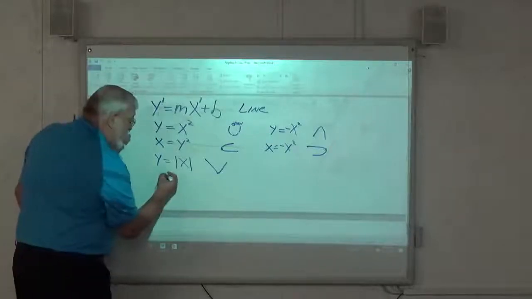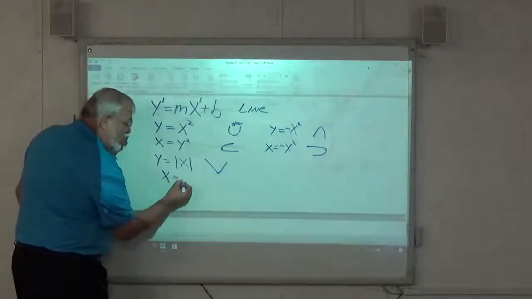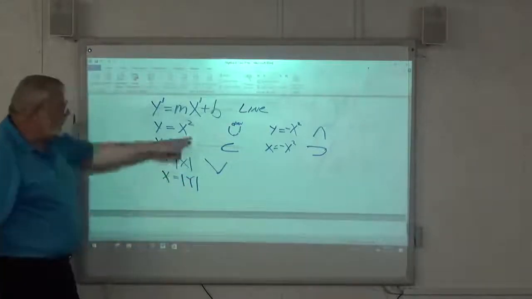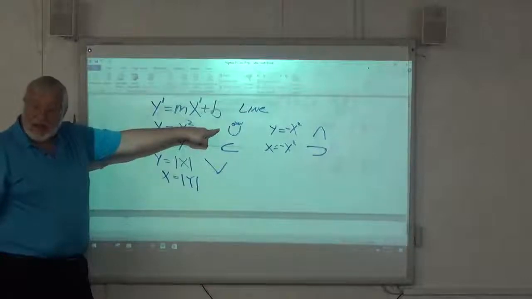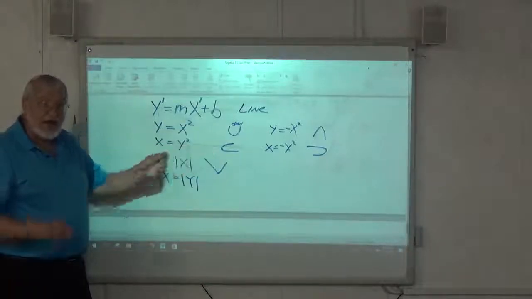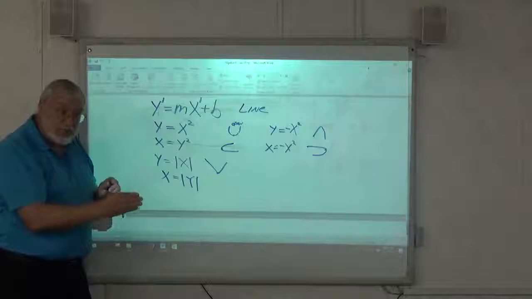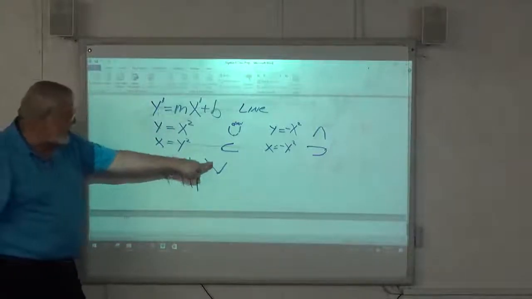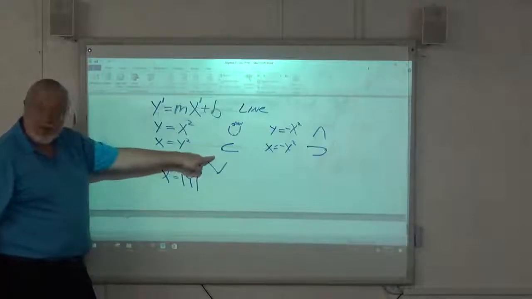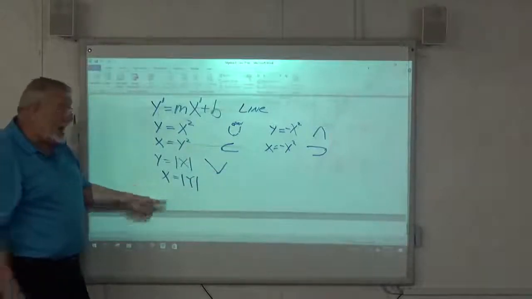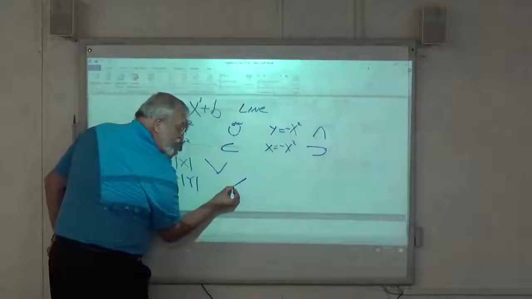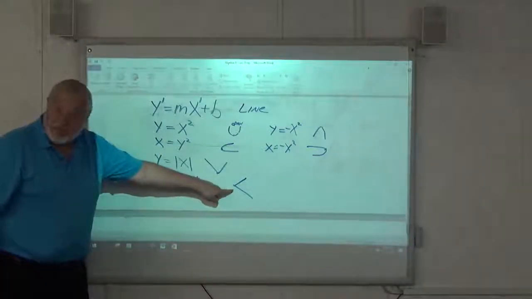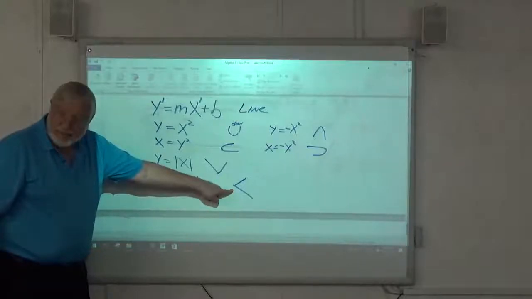And then x equals the absolute value of y. What do we do with a parabola when we change the x's and y's? We change the orientation from vertical to horizontal. The same thing is going to be true with this V. Now again, the positive opened up, so the positive points to the positive. Now, is this a function? No, it's only a relation.